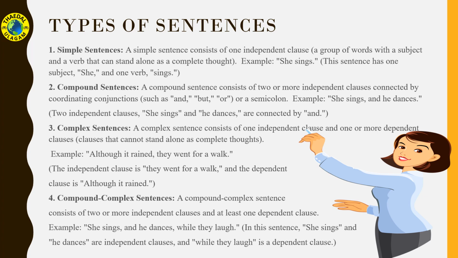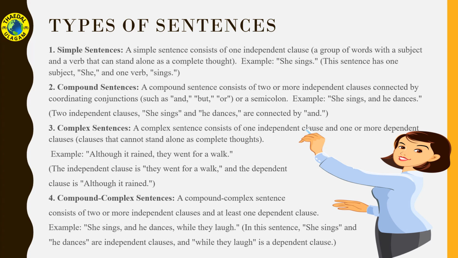2. Compound sentences. A compound sentence consists of two or more independent clauses connected by coordinating conjunctions such as and, but, or a semicolon. Example, she sings and he dances. Two independent clauses, she sings and he dances, are connected by and.